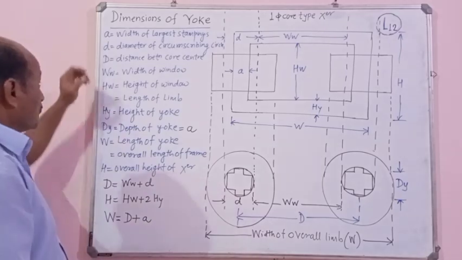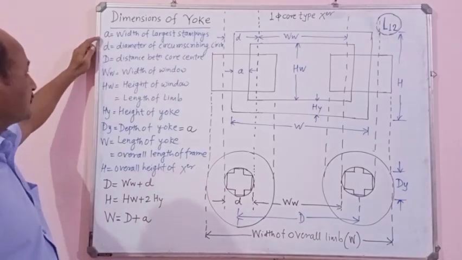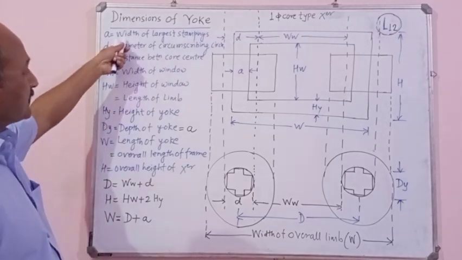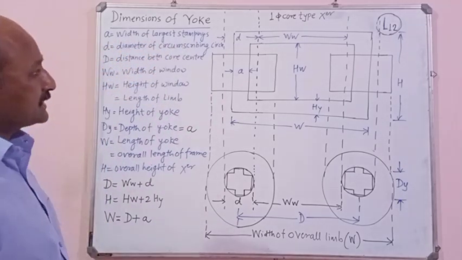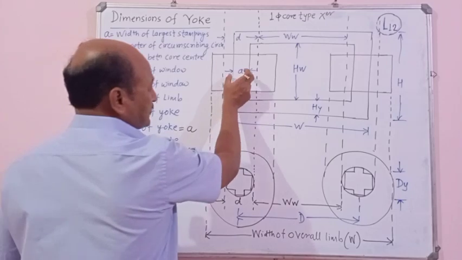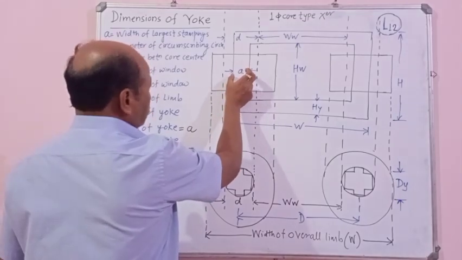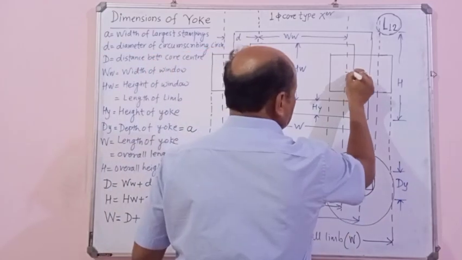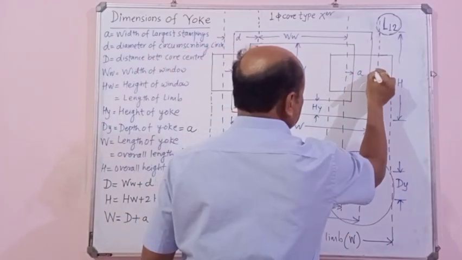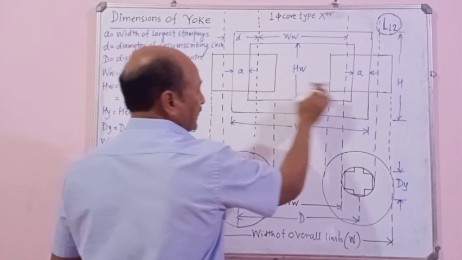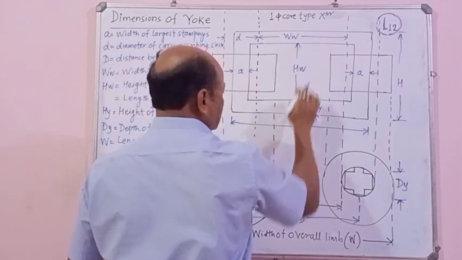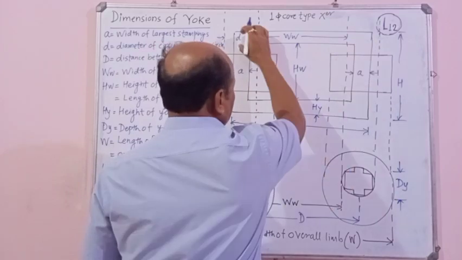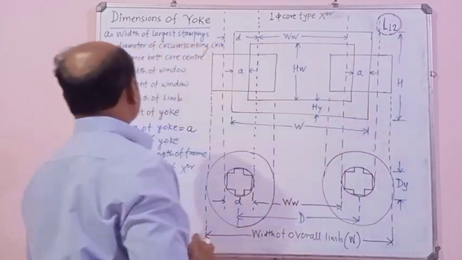First of all, the first abbreviation is small a. What is small a? Small a is the width of the largest stampings. So this one is a, the width of the largest stampings on limb 1 as well as limb 2, and these are the two yokes.